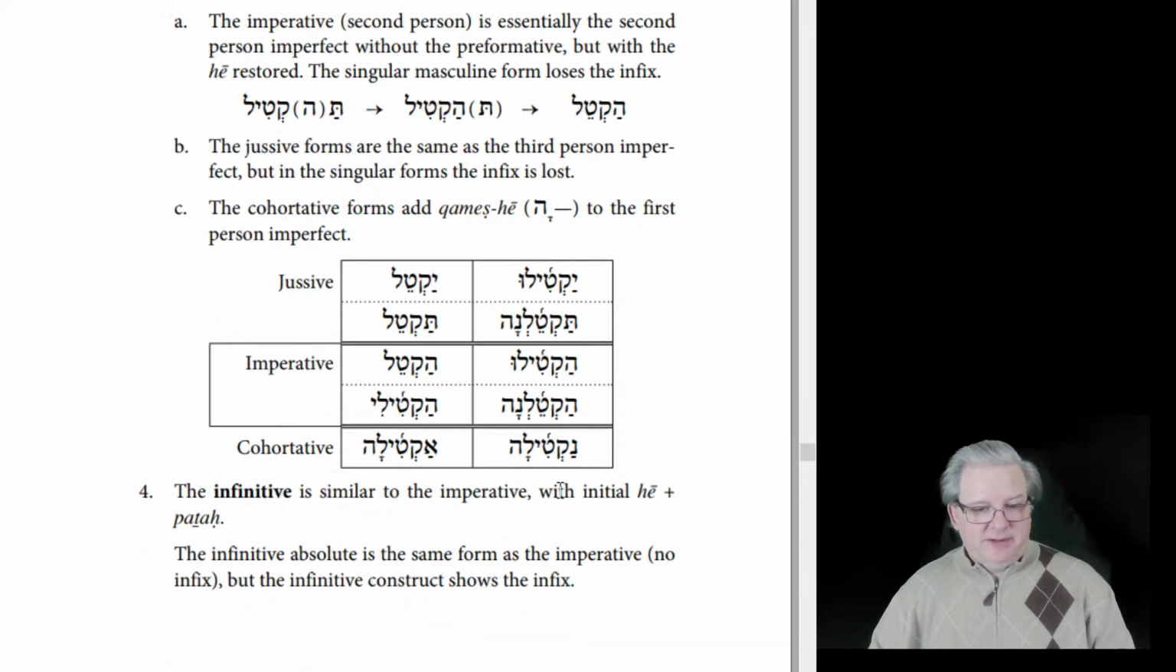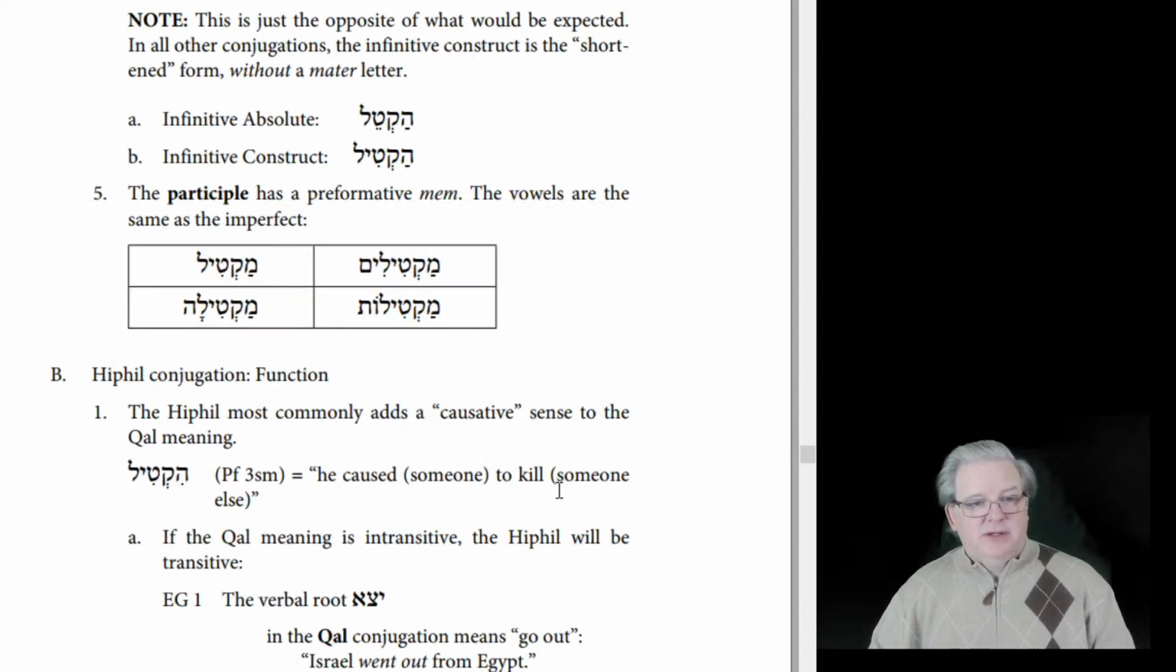Infinitive is similar to the imperatives. The opposite of what would be expected. Oh, I forgot about the participles. But you get a mem prefix, right? You get the mem prefix, and you're fine. Nothing to worry about there. It's machtil, in other words, and all that stuff, machtila, machtilim, machtiloth. Notice that the accents are all the way to the end.